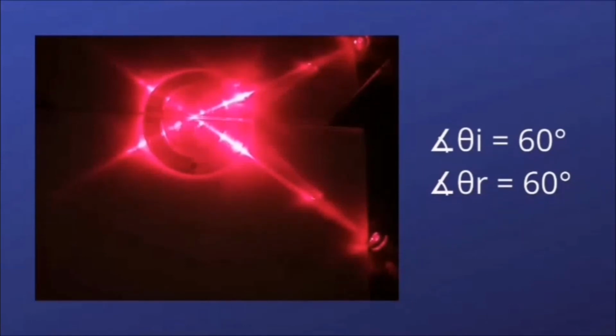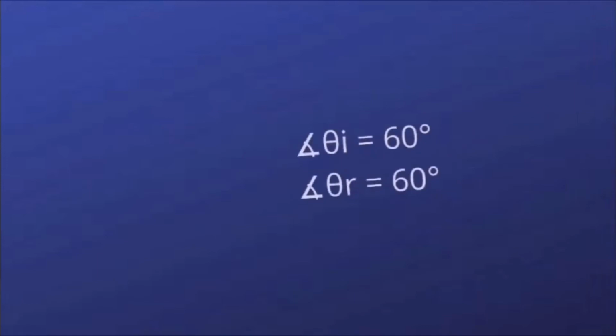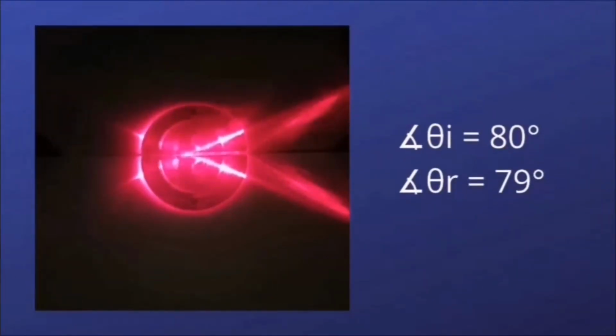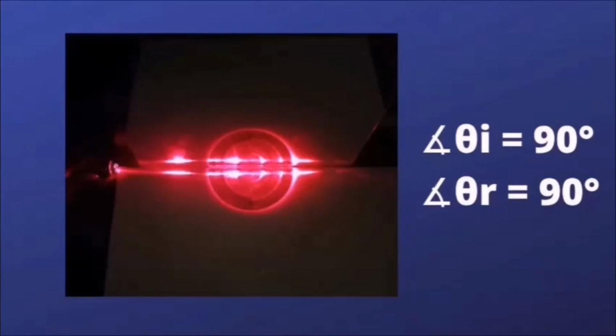Incident angle at 60 degrees, the reflection angle we obtained is also 60 degrees. The incident angle at 70 degrees, the reflection angle was 68 degrees. The incident angle at 80 degrees, the reflection angle was 79 degrees. Incident angle at 90 degrees, the reflection angle was also 90 degrees.